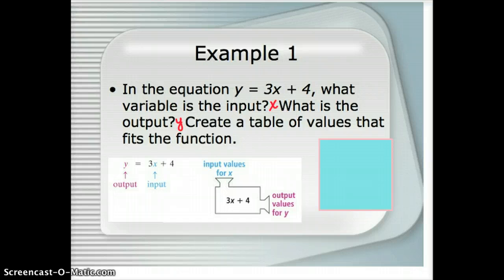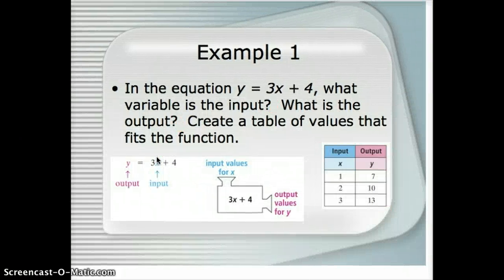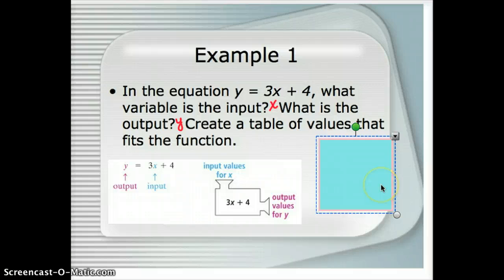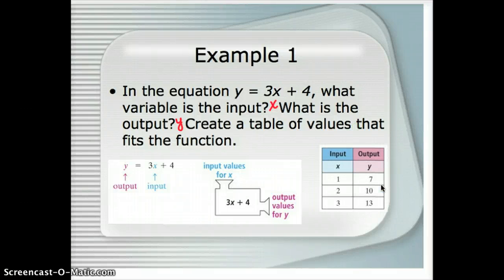I started with a little function rule and said, hey, x is my input, y is my output. If I throw in a certain value for x here, what am I going to get for y? When I input 1 for x, I did 3 times 1 plus 4, that's 7. I got my output. When I put 2 in, 3 times 2 plus 4 is 10. When I put 3 in, I got 3 times 3 is 9 plus 4 is 13. So I got this table to the right. And you can pick whatever values you want, depending on the situation. They have to make sense.